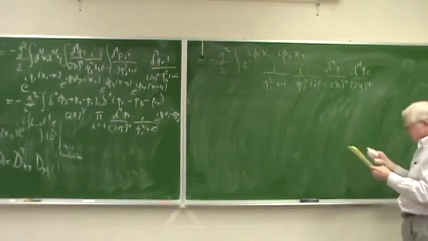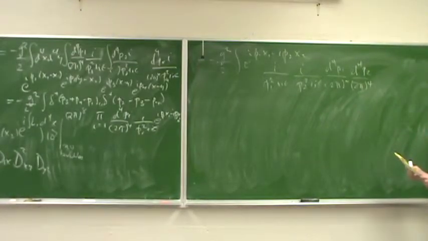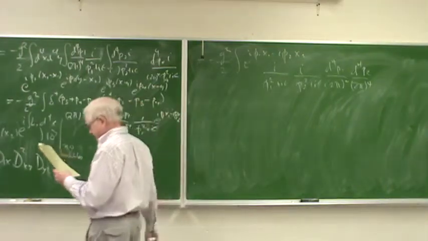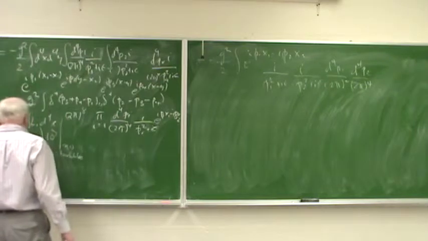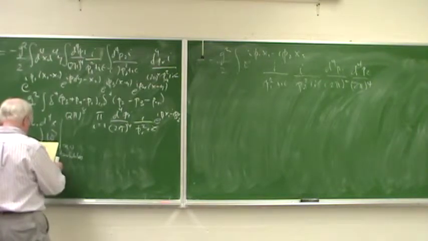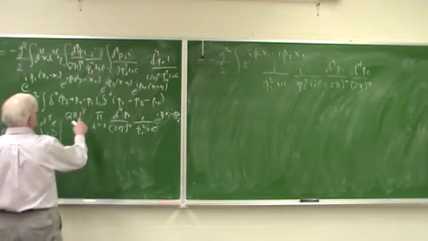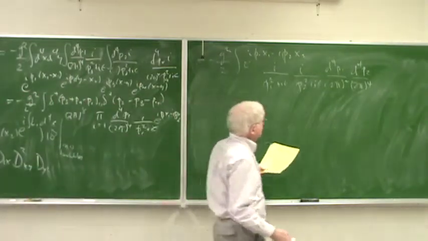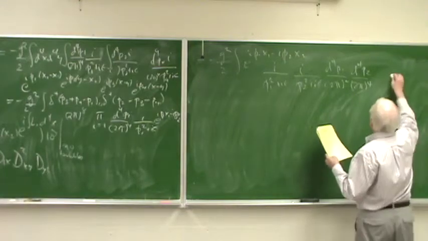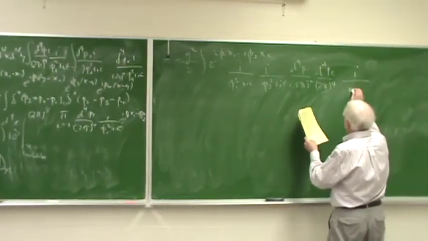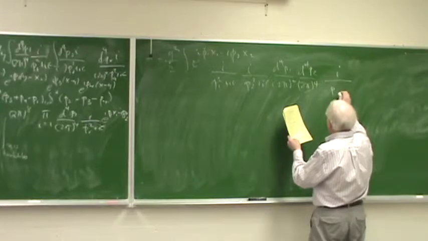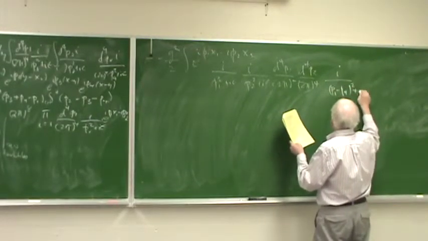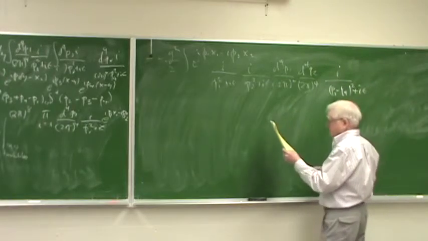I don't know what's the matter with this chalk. Okay, now when we do the p3 integral, this thing basically sets P3 equal to P1 minus P4. So this next term here is i over P1 minus P4, that's what P3 is, squared plus i epsilon.